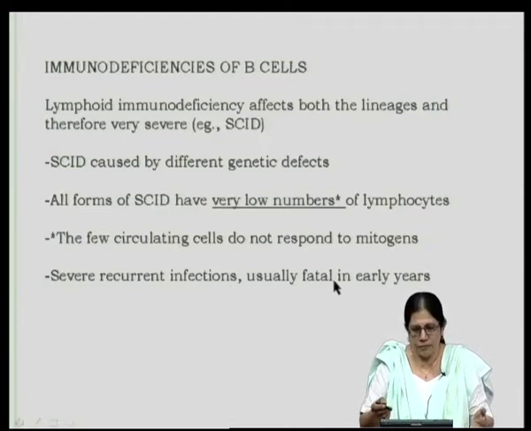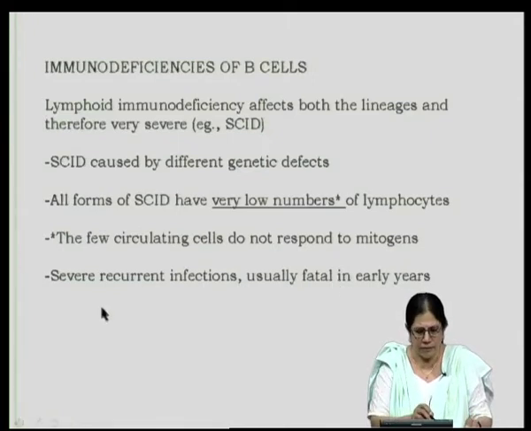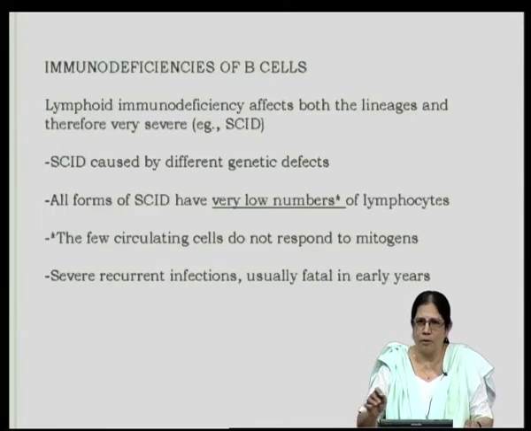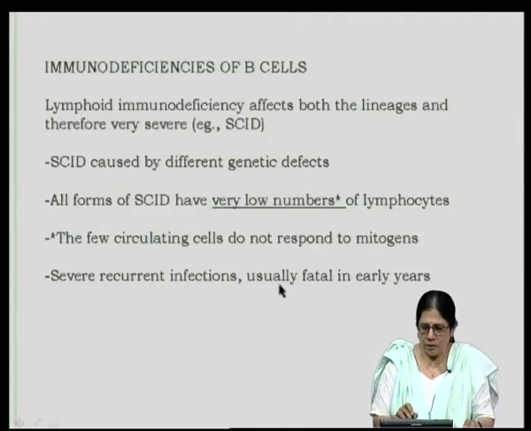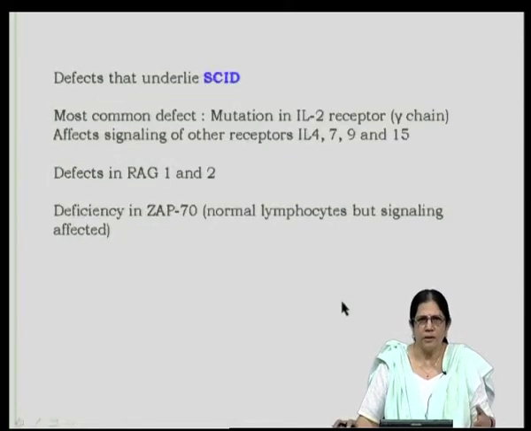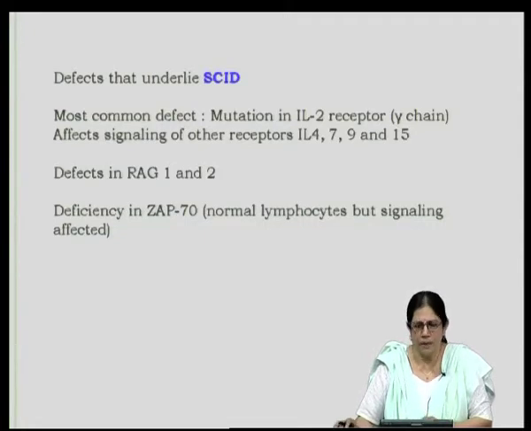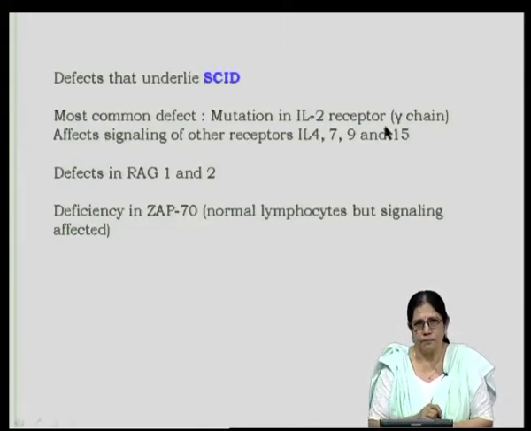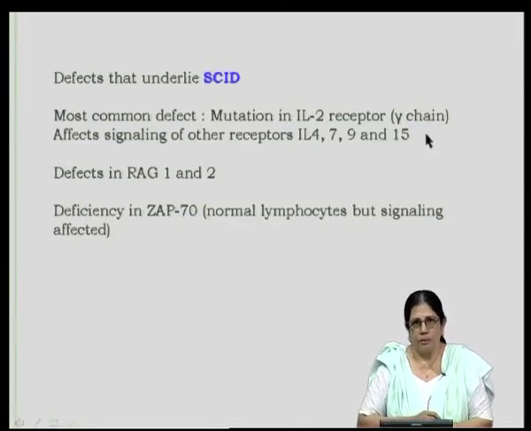Now, lack of T or B cells would result in severe recurrent infections. Unless people who have these deficiencies are kept in isolation away from the regular atmosphere, this condition would lead to lethality, and that too in the early years. Let us see the defects that can underlie SCID. The most common defect under SCID is a mutation in the interleukin 2 receptor, in the gamma chain.